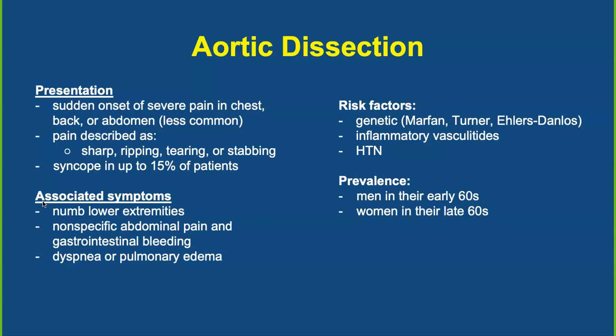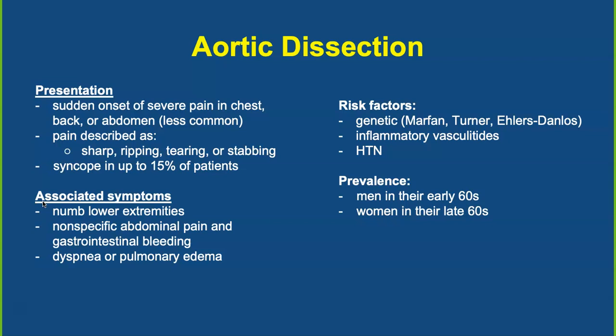Next is aortic dissection. So this presentation is like a sudden onset of severe pain in the chest, back, or even abdomen, although that's less common. And the pain is usually described as a ripping or tearing, and it's typically sharp or stabbing. And up to 15% of patients can have syncope from an aortic dissection.